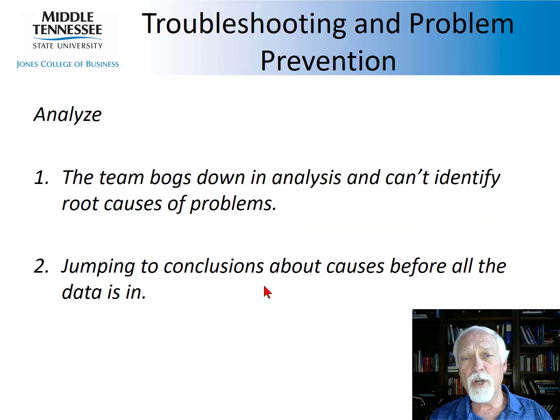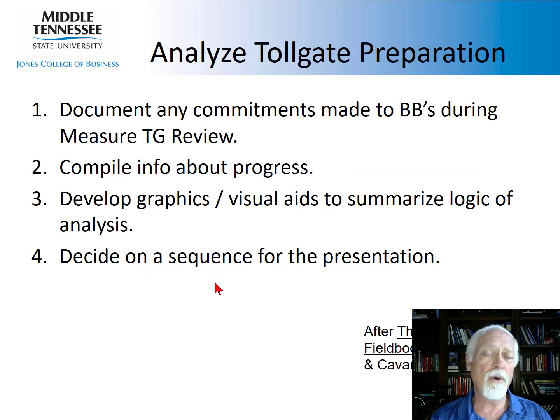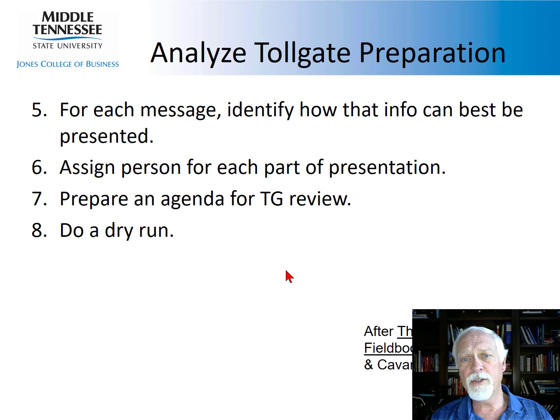So some troubleshooting in the analyze phase. Team bogs down in analysis, can't identify root causes of problems, jumps to conclusions before all the data's in. Before we have the analyze toll gate, we've documented commitments made to the black belts during the measure toll gate review, compiled information about progress, made this as visual as possible, and decided on a sequence for the presentation. For each message, how can that information best be presented? Might be thinking in terms of types of charts. Assign a person for each part of the presentation, prepare an agenda for the toll gate review, and do a dry run.